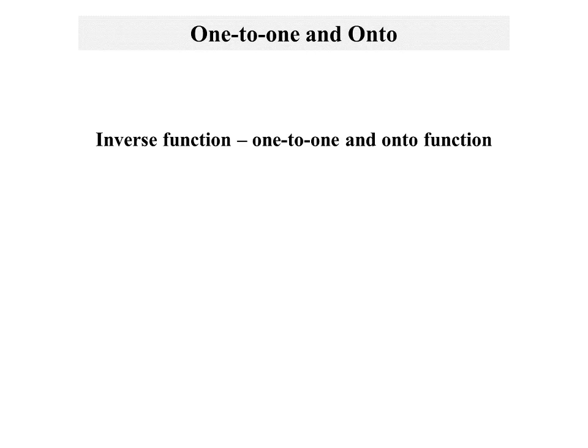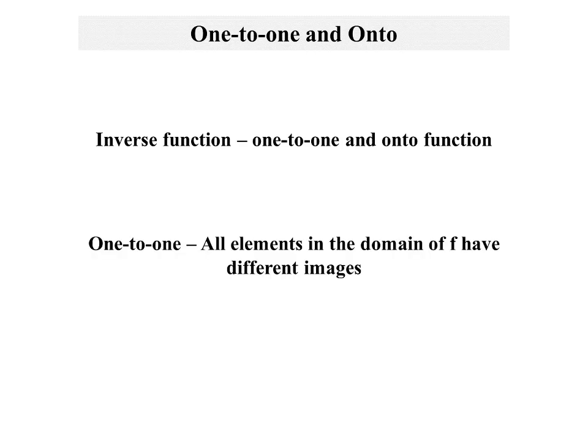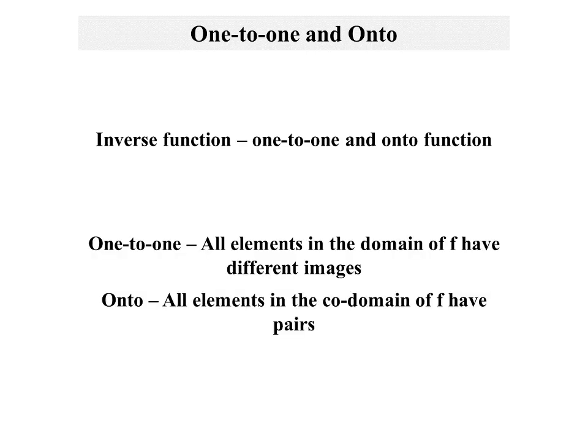Today, we are going to look at one-to-one and onto functions. Why are one-to-one and onto functions important? They are important because they are the only functions that have an inverse. A one-to-one function is when each element in the domain is paired with only one element in the range. An onto function is when all the elements in the range have pairing.